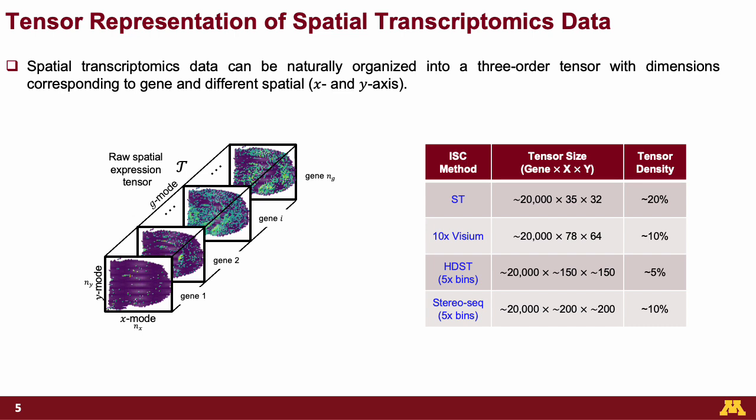spatial transcriptomic data. A tensor is generally defined as a multidimensional array with its dimensionality described as order and its specific dimension termed as mode. Due to the specific arrangement of the ISC method, their spatial transcriptomic data can be naturally organized into a three-order tensor with dimensions corresponding to the gene and different spatial axes.